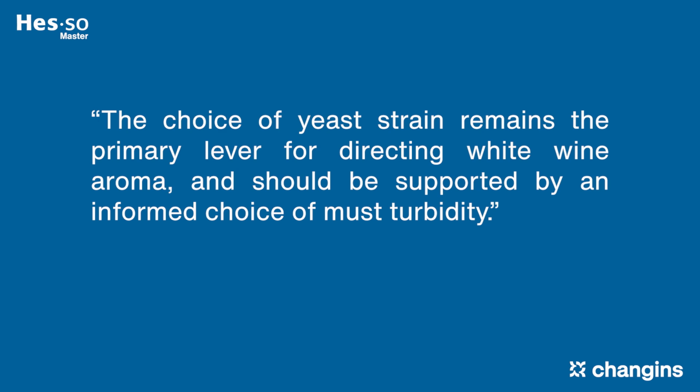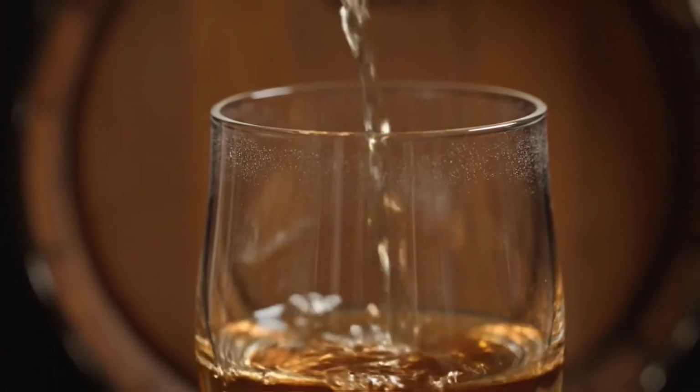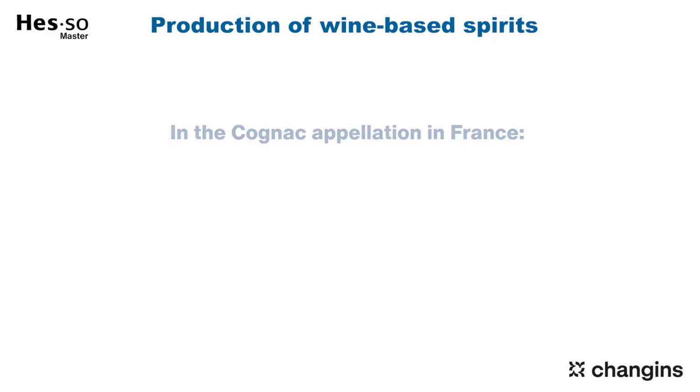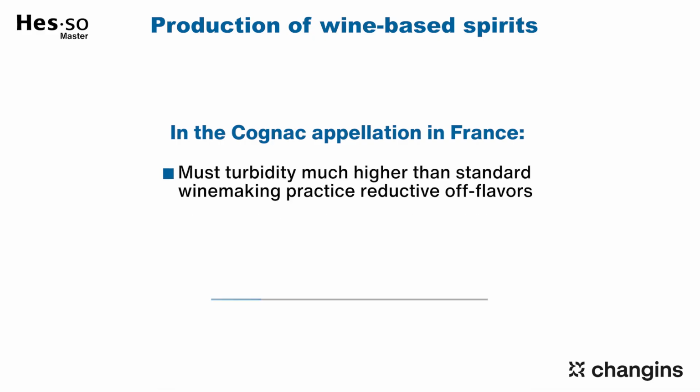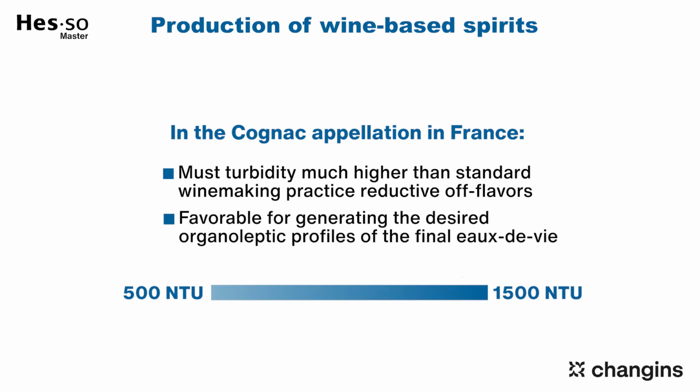Let's now turn to a contrasting example: the production of wine-based spirits. In the Cognac appellation in France, musts are typically rich in grape solids, and fermentations are intentionally run at much higher turbidity levels, commonly ranging between 500 and 1,500 NTU. These conditions, which would be considered exceptional in standard winemaking practice, are here regarded as favorable for generating the desired organoleptic profiles of the final eau de vie.